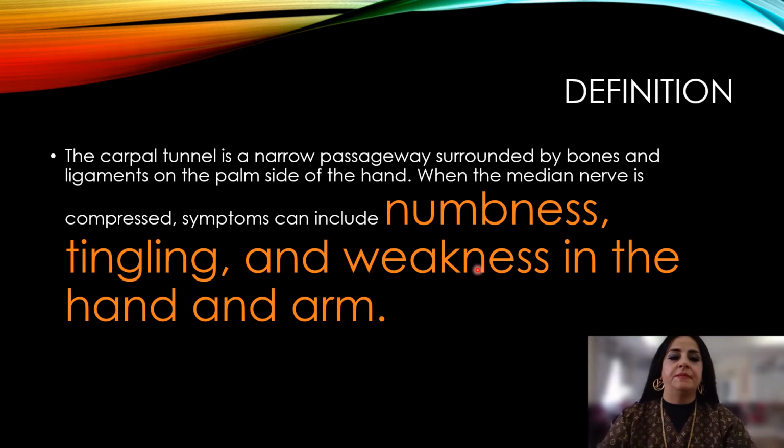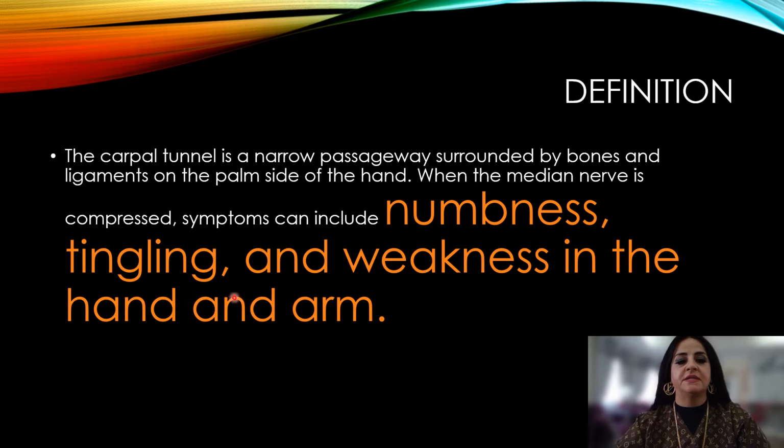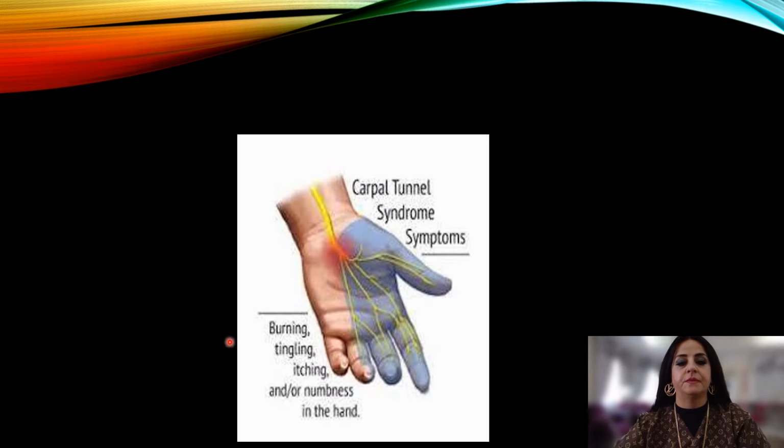So what are the main symptoms? Numbness, tingling, weakness in the hand and arm. This is another picture again. You can see symptoms in carpal tunnel: burning, tingling, and with or without pain, but most of the time there is numbness and itching.